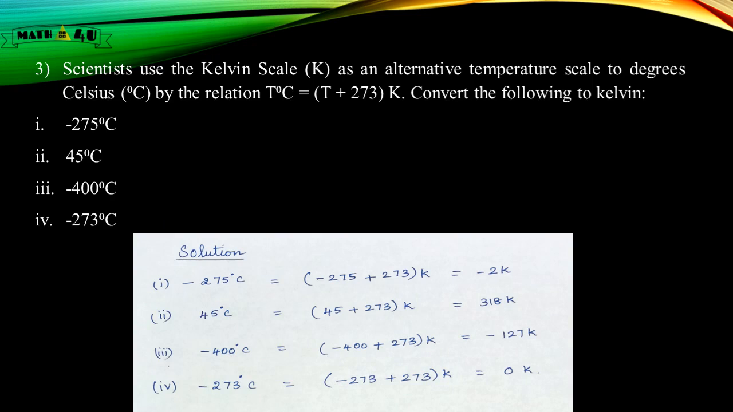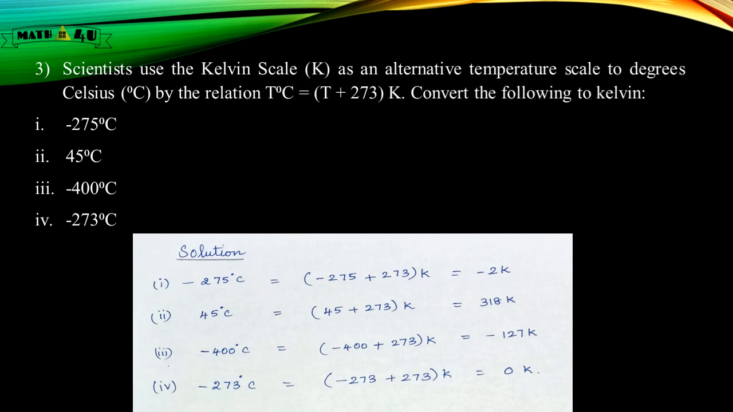Scientists use the Kelvin scale as an alternative temperature scale to degrees Celsius by the relation T degrees C is equal to (T plus 273) K. Convert the following to Kelvin. Minus 275 degrees C. That is equal to minus 275 plus 273 K. So 1 positive, 1 negative, subtract. That is equal to minus 2. The answer is minus 2 K.